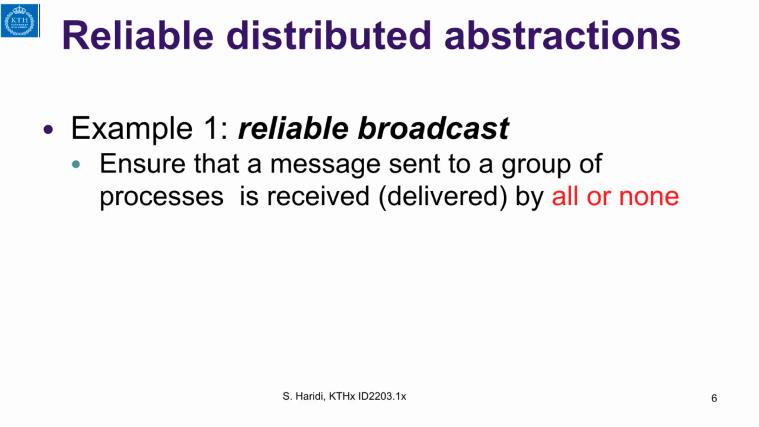So here's an example of a service abstraction, reliable broadcast. So what do we have? We have a group of processes. These processes can broadcast messages to each other. And we want to ensure that if a message is sent to a group of processes, it is received by all or by none, so that the view of all processes is the same.